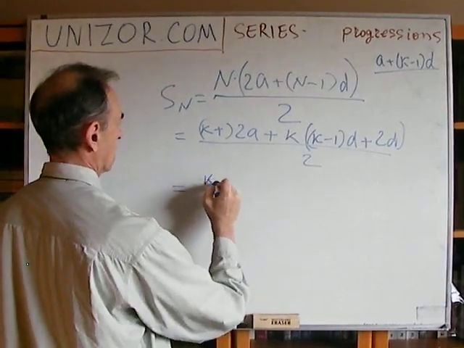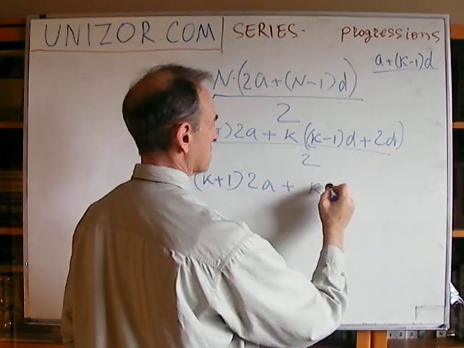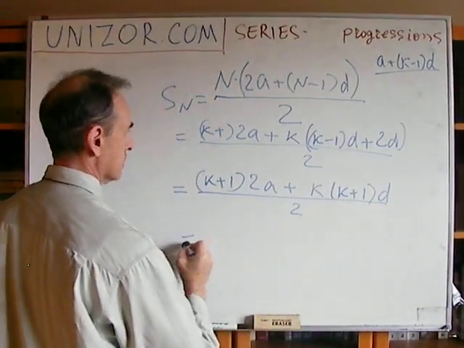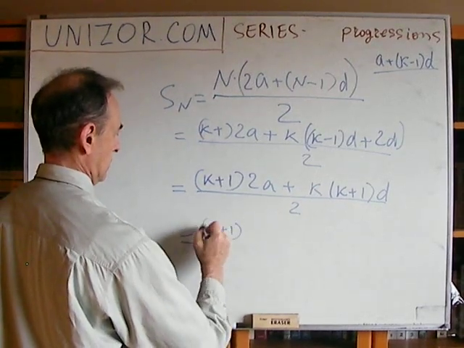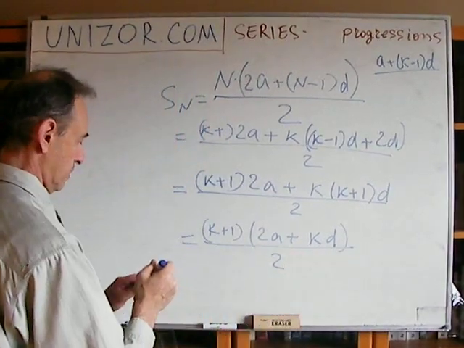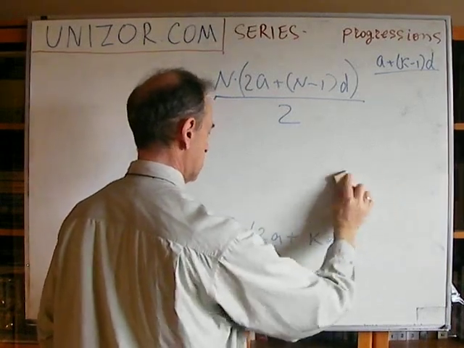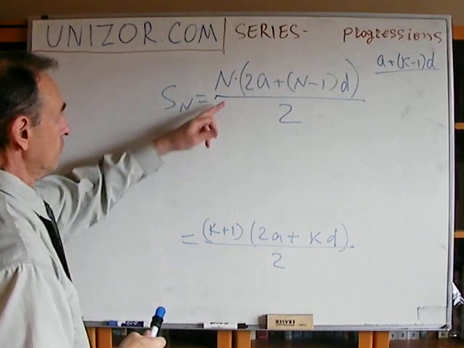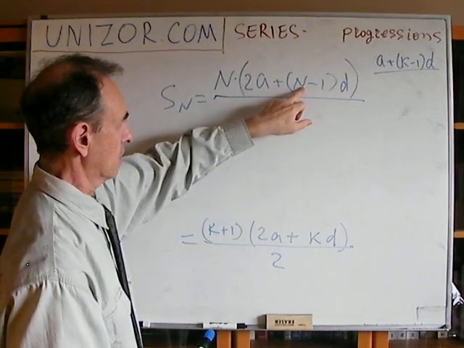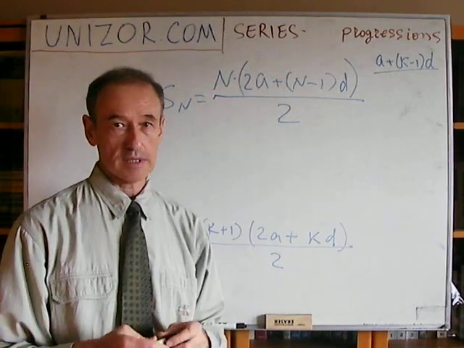Equals (k plus 1) times (2a plus (k minus 1) d plus 2d), and (k minus 1) d plus 2d is (k plus 1) d, right? Divided by 2 equals, now I can factor out k plus 1, and inside the parentheses I will have 2a plus kd, divided by 2. Now, this is my final formula for S(k+1), the sum up to the (k plus 1)th member of this sequence. Now, if you substitute k plus 1 instead of n, you will get exactly the same, you see? n minus 1, when n is equal to k plus 1, would be exactly k. So my formula is exactly the same, but with n equal to k plus 1 instead of n equal to k.